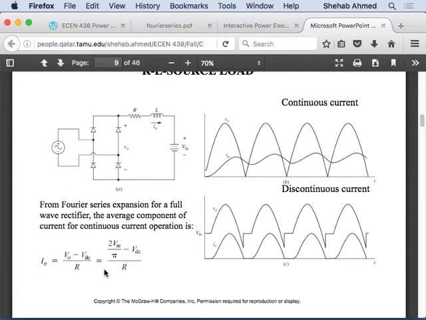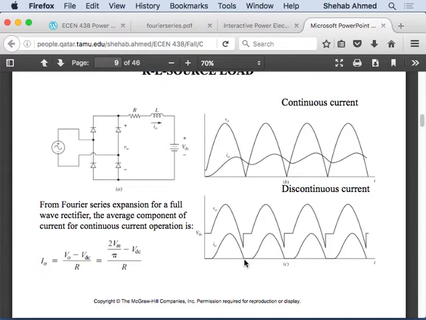What decides if it is continuous or discontinuous conduction is the value of R, L, and the DC source. If you increase the value of the DC source, you're moving this point to the left. Decrease the value of the DC source, you're moving this point to the right. Increase the value of inductance, you're moving this point to the right. Increase the value of the resistance and maintain the same inductance, then you're moving the point to the left, because you're changing the time constant, L over R.